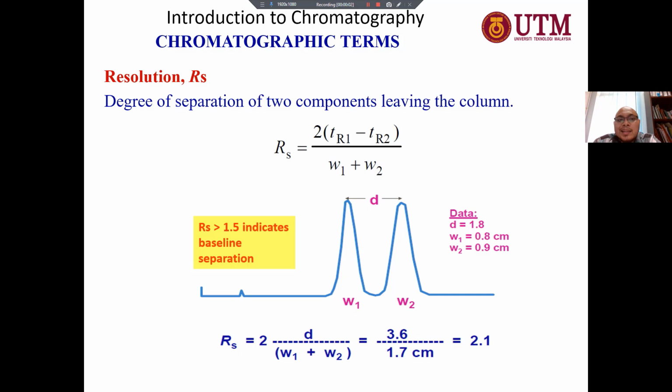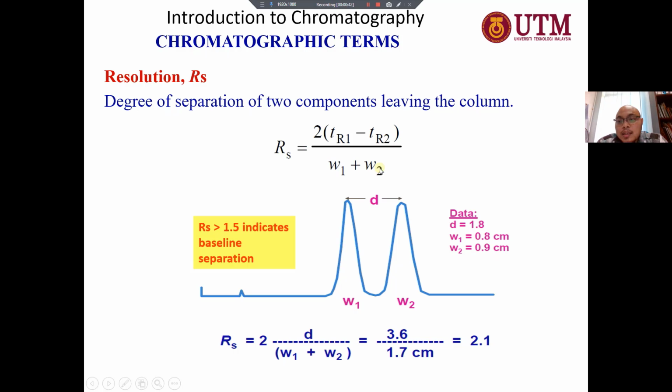Okay, the next one we will learn is the resolution, or RS. RS is the degree of separation of two components leaving the column. So the RS is the degree of separation between two components. To determine the RS, you need to use this formula. Okay. 2 multiplied by the retention time difference between peak 2 and peak 1, over the addition of the width of peak 1 and also peak 2.